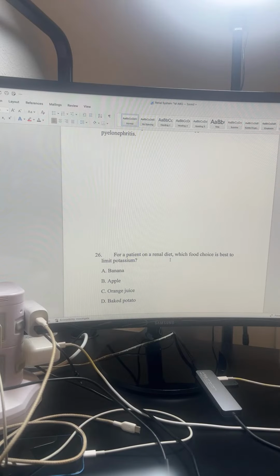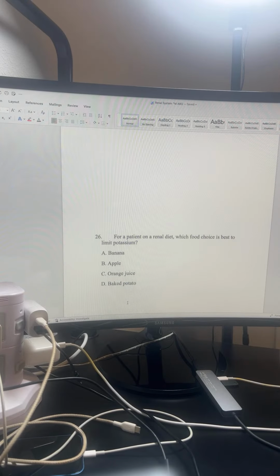For a patient on a renal diet, which food choice is best to limit potassium? In other words, which food are you going to avoid? A, banana, B, apple, C, orange juice, or D, baked potato?